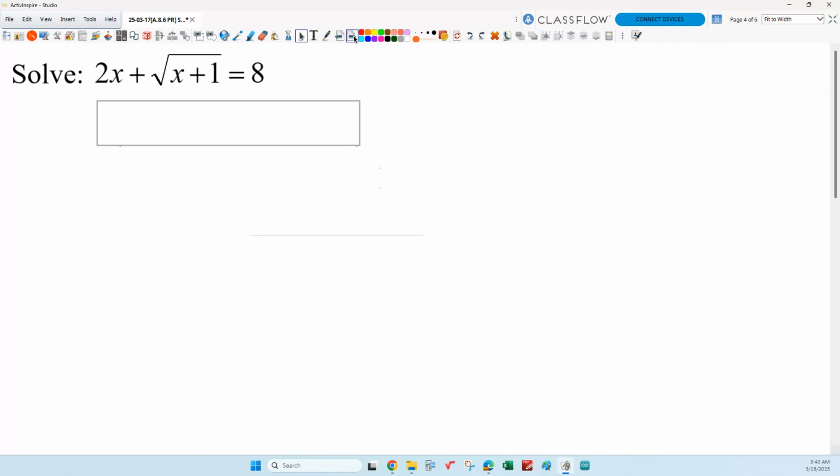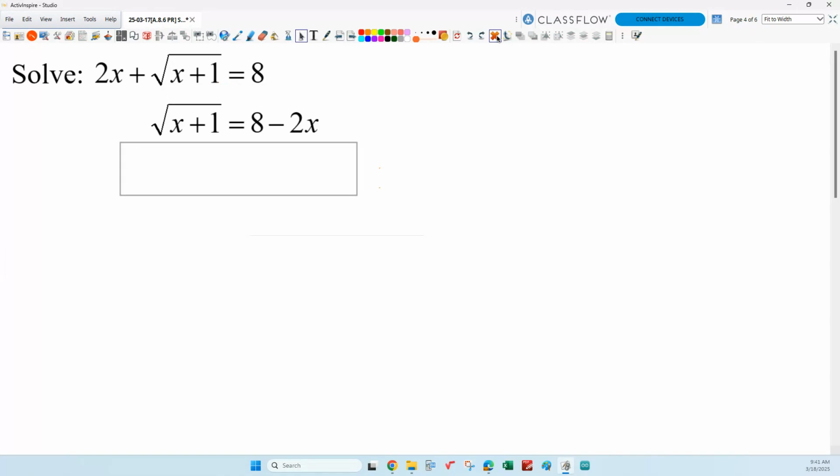Let's get somebody new contributing here. What's the one step to get that radical by itself? What do you think, Dylan? Subtract 1. I can't subtract 1 because look, the 1's inside the radical. I'm trying to get the radical by itself. So what do I need to get off of the left side? Minus 2x. Yeah, I got to subtract the 2x to the other side. So there's the first step. Subtract that 2x to the other side.